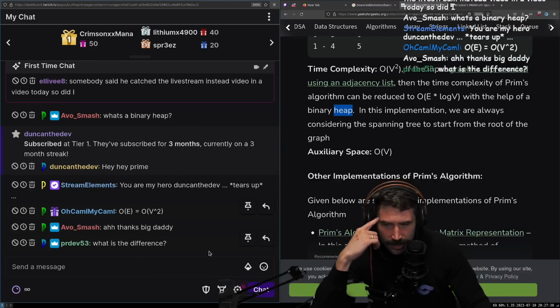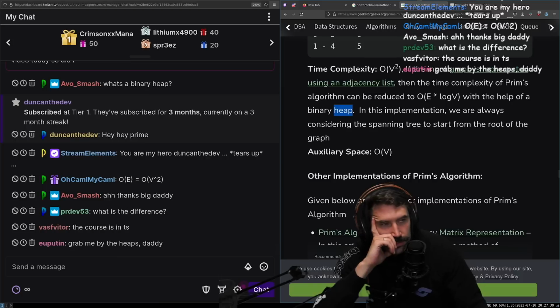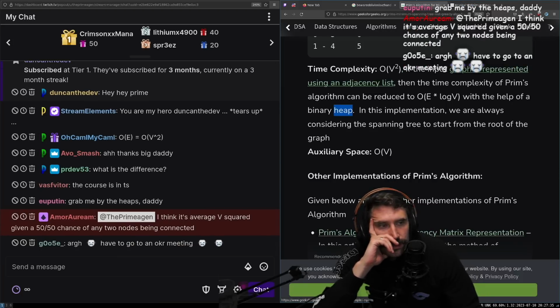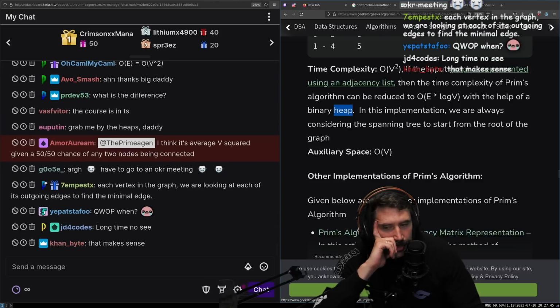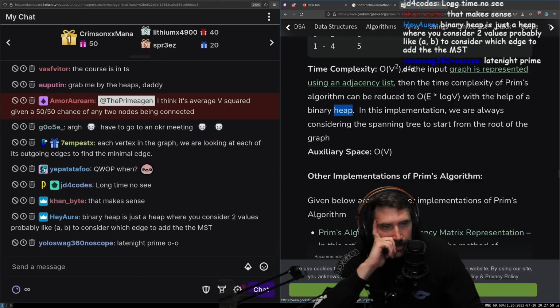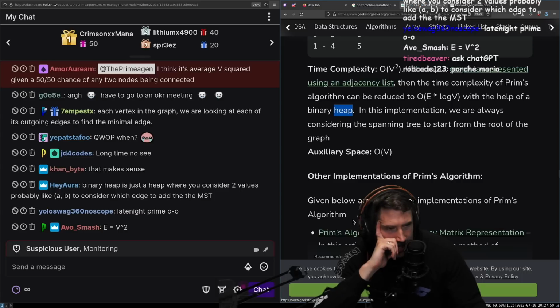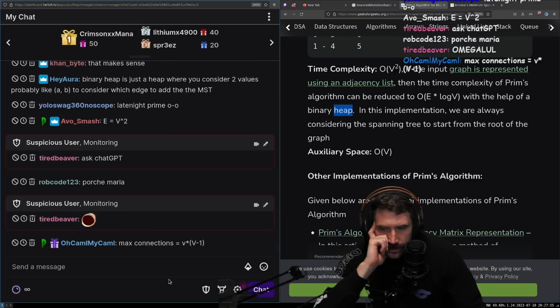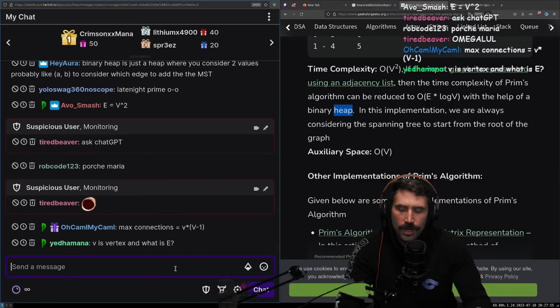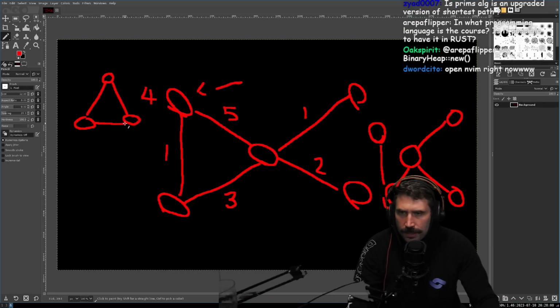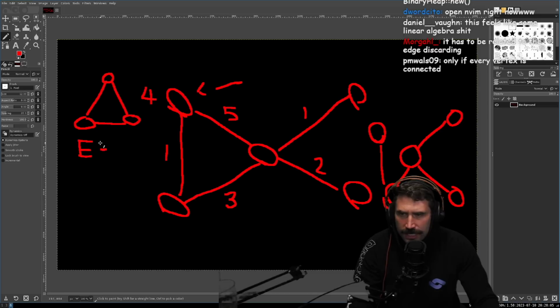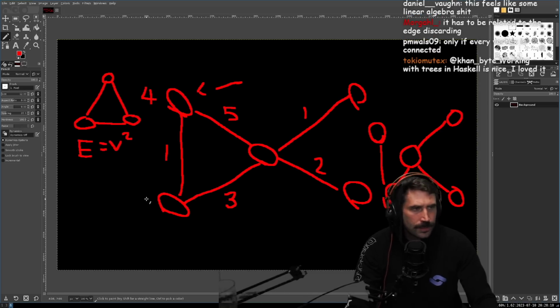O of E equals V squared. Why? How does that make sense? Hold on, help me understand that, because I'm just trying to look at this. How does E equal V squared in this situation?